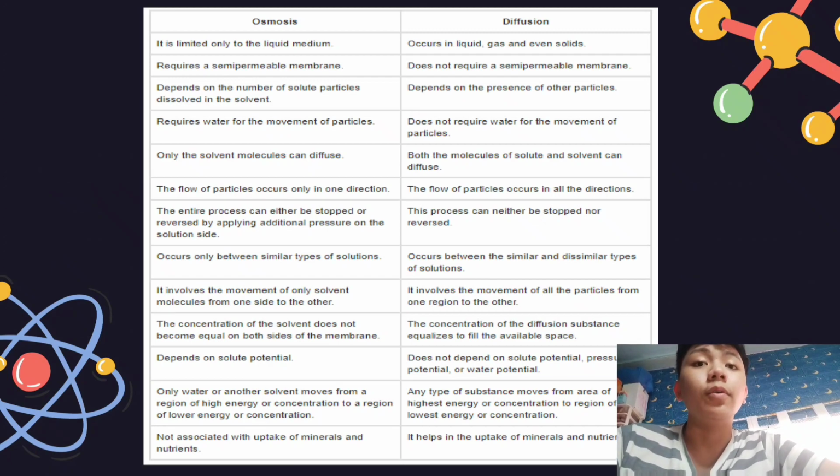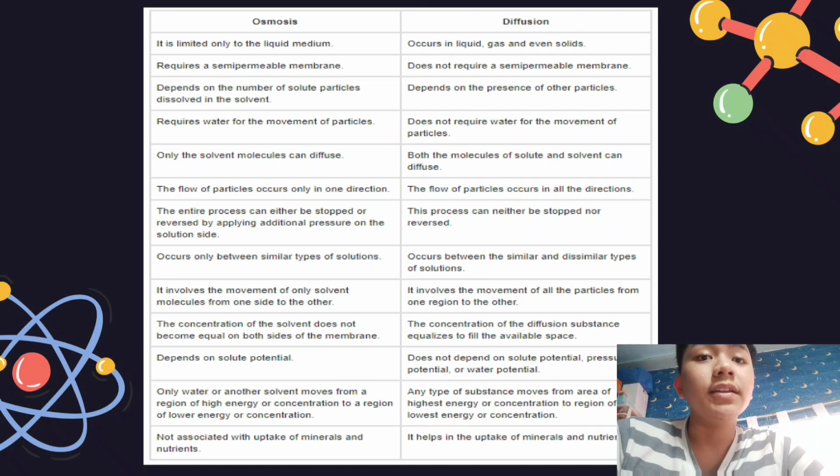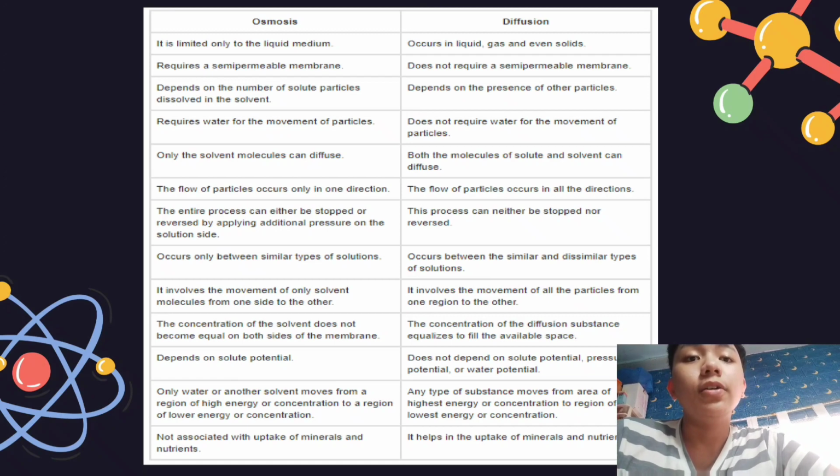Now, let's have this table. This table represents the difference between osmosis and diffusion. Osmosis is limited only to the liquid medium. Diffusion occurs in liquid, gas, and even solids. Osmosis requires a semi-permeable membrane. Diffusion does not require a semi-permeable membrane. Osmosis depends on the number of solute particles dissolved in the solvent, and diffusion depends on the presence of other particles, and so on.